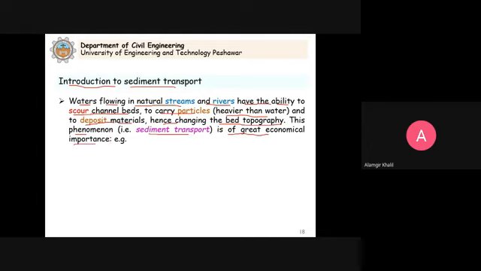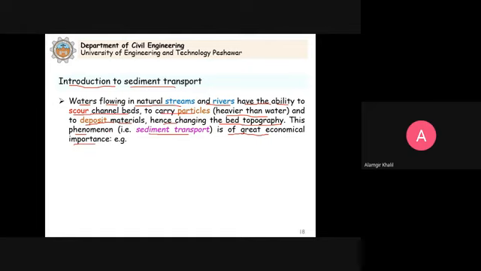What we see is that these sediment transport processes that we are going to study are naturally occurring. These are not new topics that we learn today. These have been happening since natural processes started to occur on the surface of the earth. So you can see here water is flowing in natural streams and rivers. This is happening since the beginning.